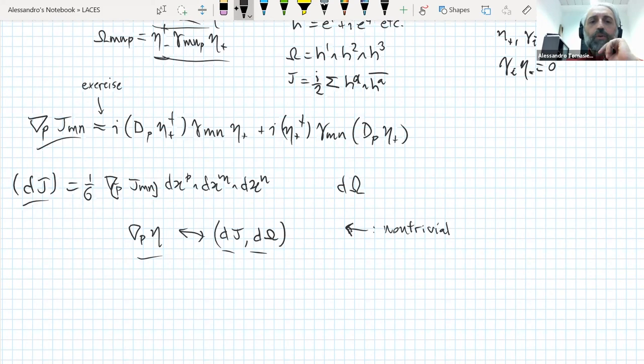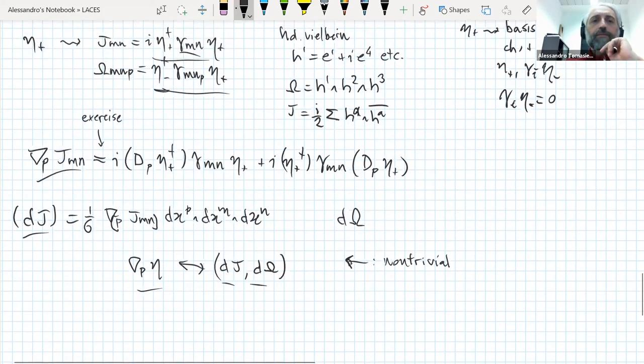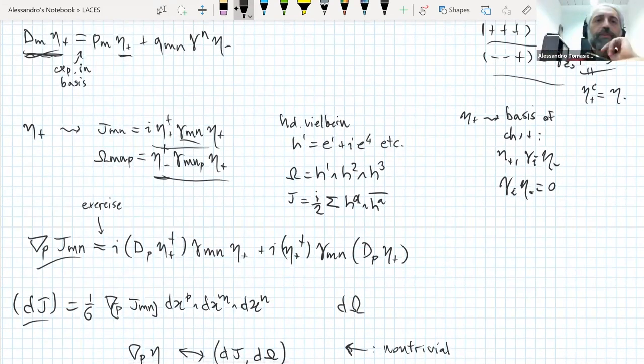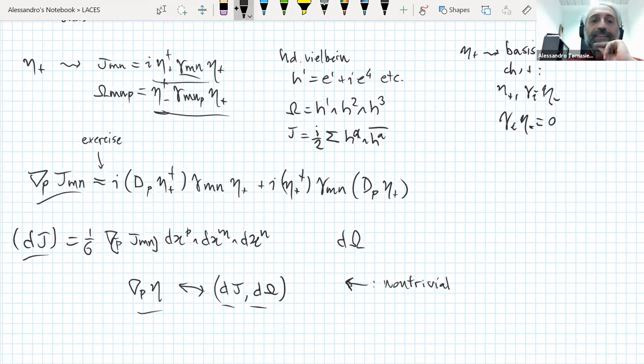Namely, I can reconstruct the whole nabla eta, or if you want these coefficients, Q_mn, from dJ and d omega alone, the anti-symmetrized derivatives. If I were to ignore d omega, for example, then I would need the whole nabla J. But if I consider both dJ and d omega, the anti-symmetrized guys, then I can reconstruct the whole covariant derivative of the spinor.